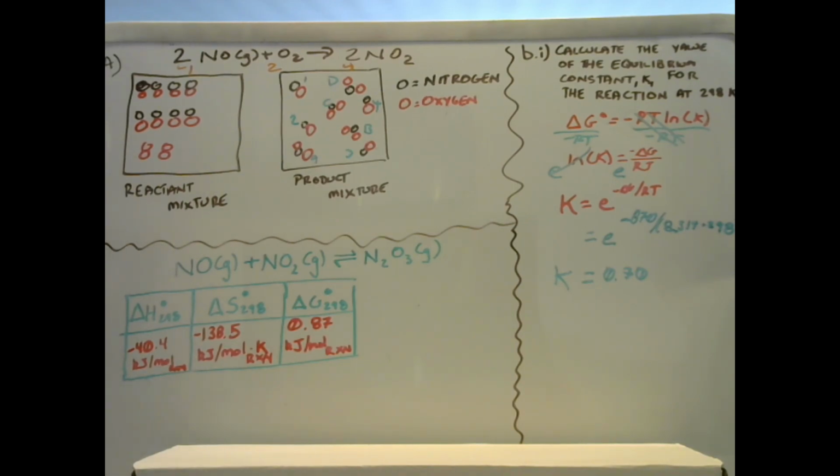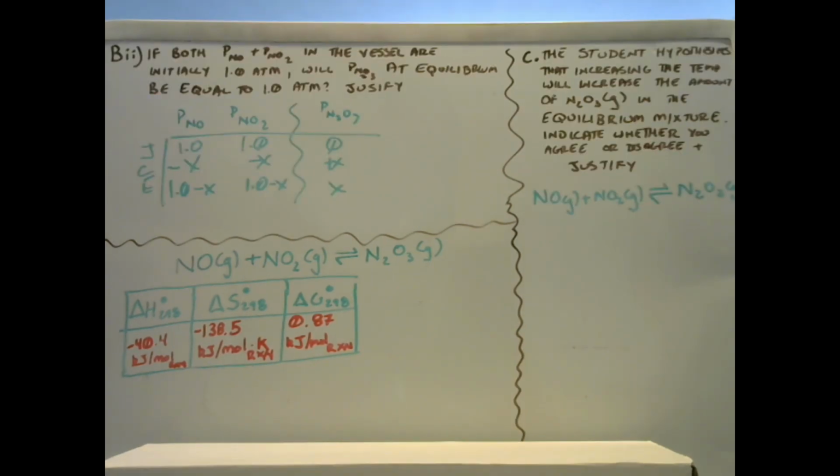That's A and B1. Let's talk about B2. Part 2 reads, if both the PNO and the PNO2 in the vessel are initially 1 atmosphere, will PN2O3 at equilibrium be equal to 1 atmosphere? Justify your answer. So, again, many ways to go about this. Let's go through a couple.